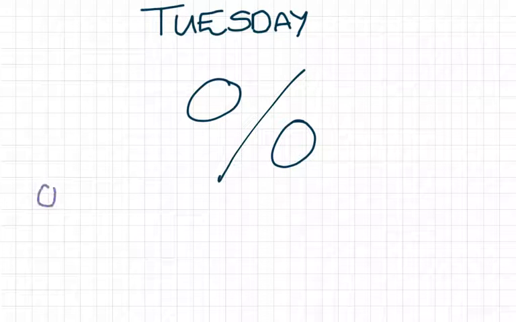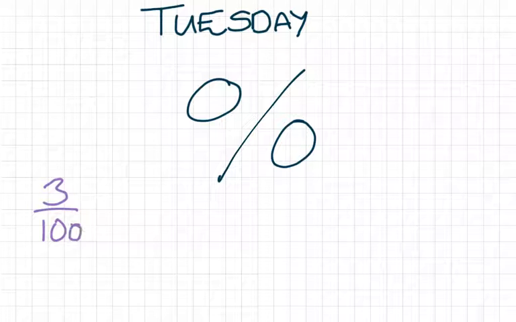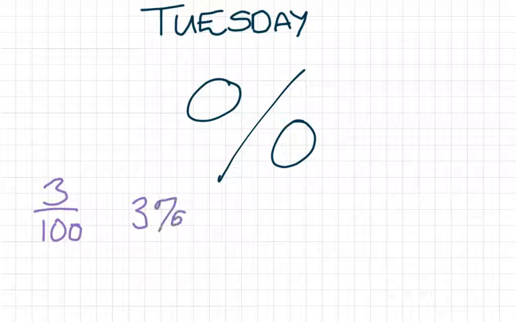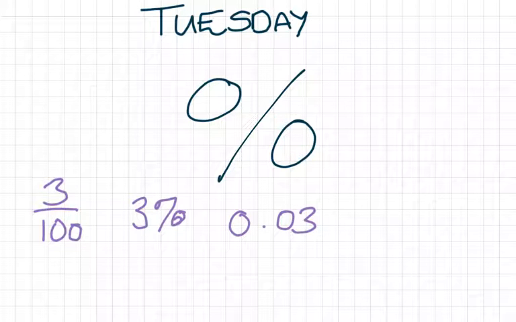Yesterday we learnt that of was the same as times when it comes to working with percentages. So 75% of 100 is the same as 75% times 100. We also learnt that if you have 3 over 100, that's the same as 3%, which is the same as 0.03. So we did some work on equivalent fractions, decimals and percentages.